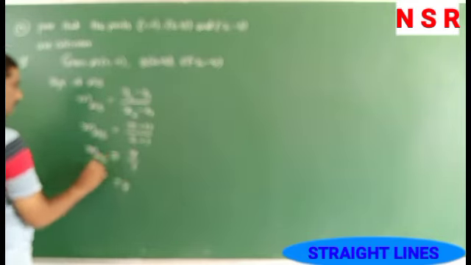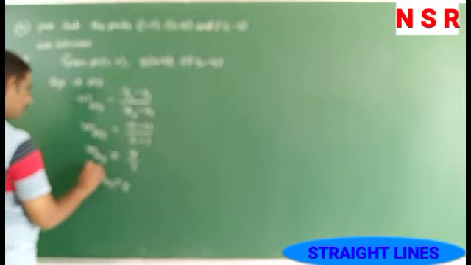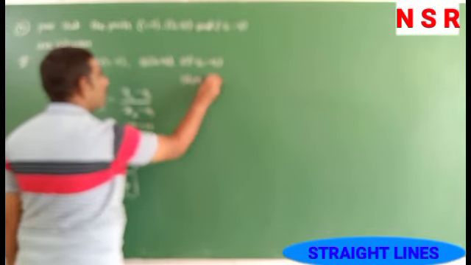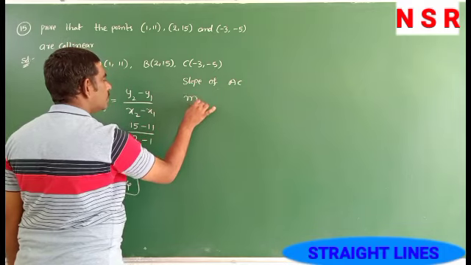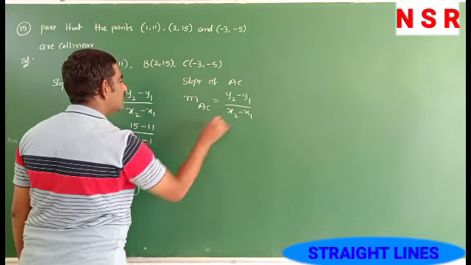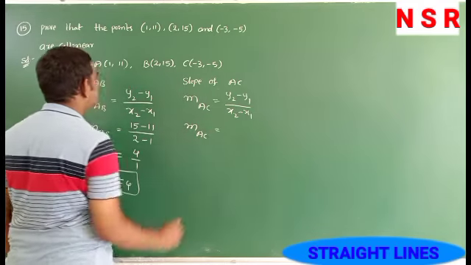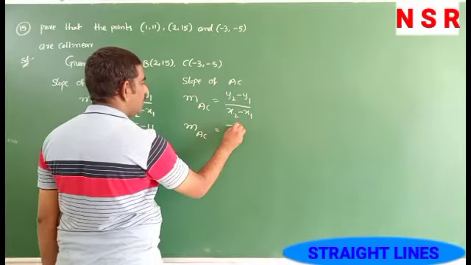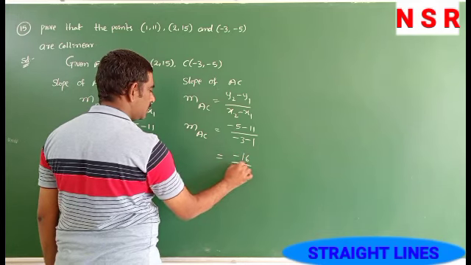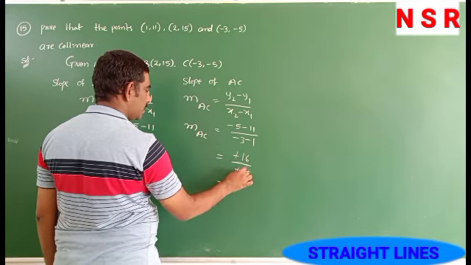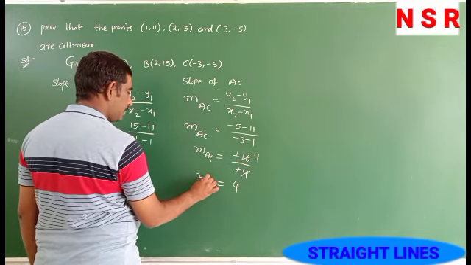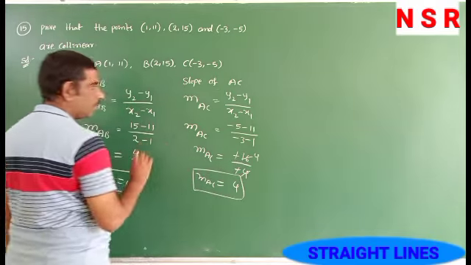Now slope of AB equal to 4. Now find the slope of AC, y2 minus y1 by x2 minus x1. Slope of AC, y2 minus y1 by x2 minus x1, minus 16 by minus 4. So minus minus get cancelled, 4 4s are 16. Now slope of AC is also equal to 4.